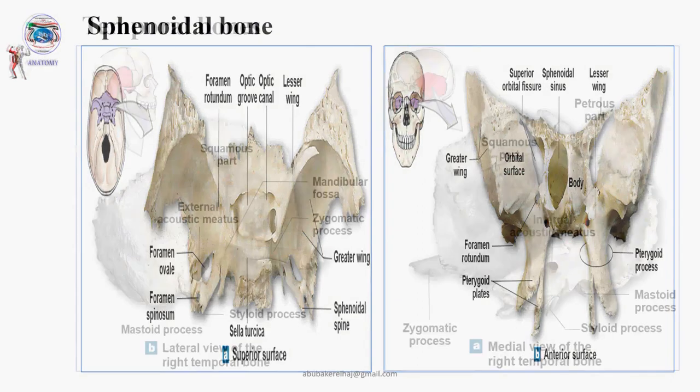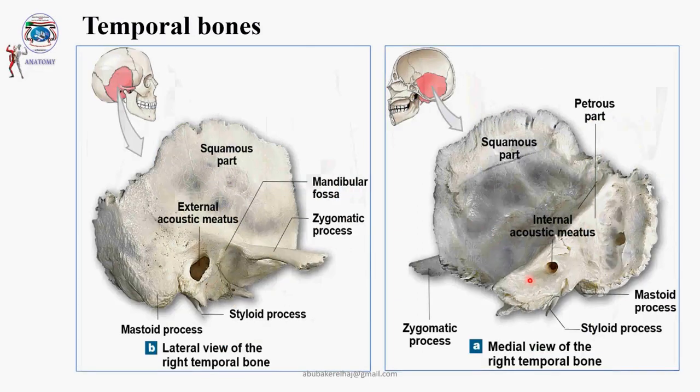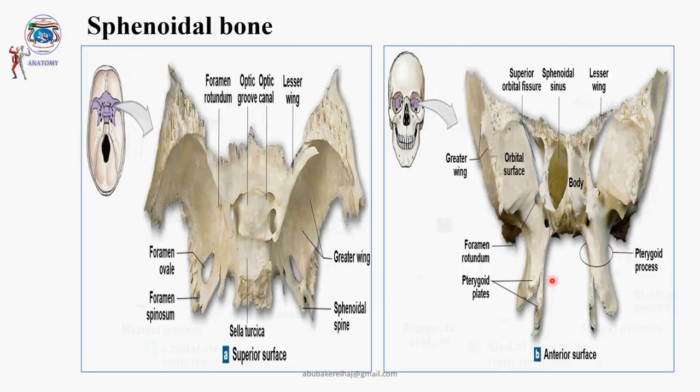This is about the temporal bone. The temporal bone is the most important, the bony part of the auditory system. Then we have the sphenoid bone. In the sphenoid bone, we have the anterior or the superior view.